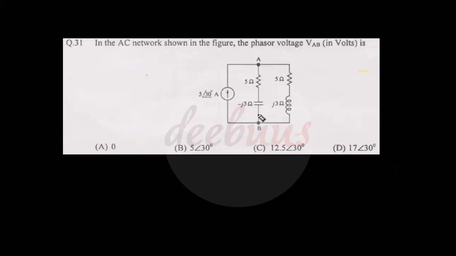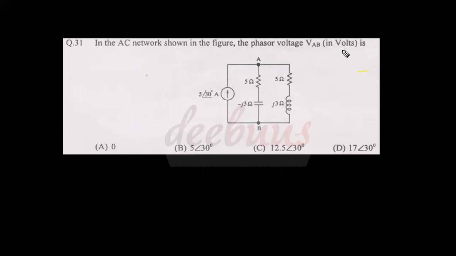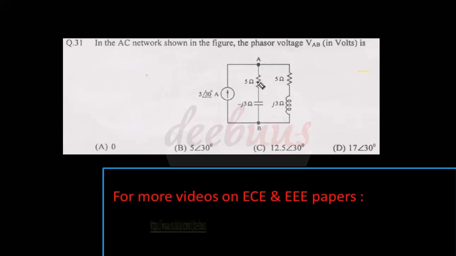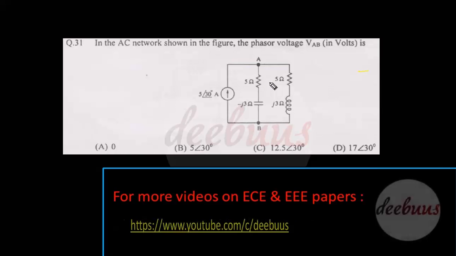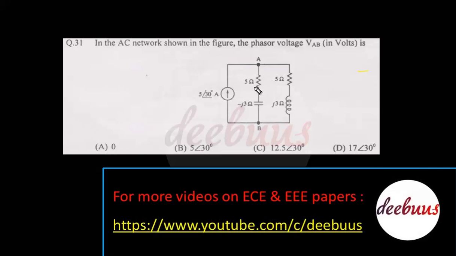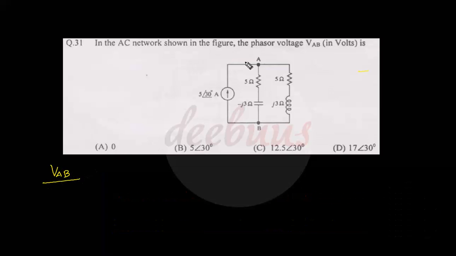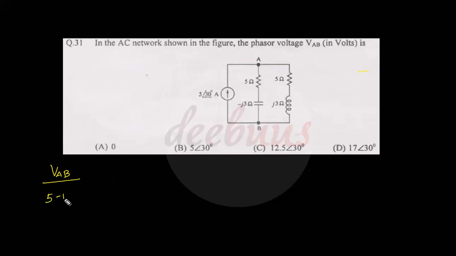Moving to another 2 mark question. In the network shown in the figure, the phasor voltage VAB is... We have to evaluate the voltage across this. Either you can apply the current division rule or node analysis. Anyway, I am applying node analysis. So the voltage across AB, that means VAB divided by the impedance 5 minus J3, plus VAB divided by 5 plus J3, equal to 5 angle 30, as this current is entering the node.